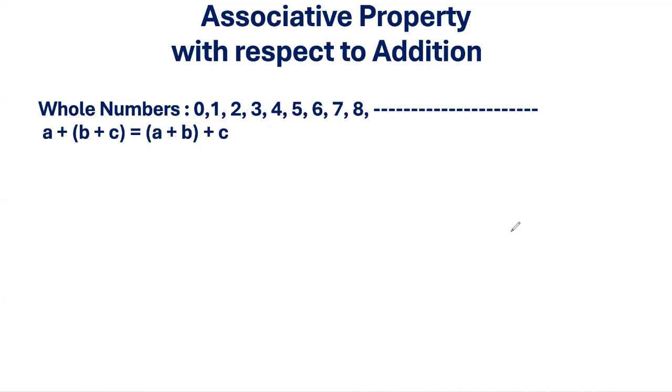Associative property with respect to addition. We are checking in whole numbers. Whole numbers start from 0: 0, 1, 2, 3, 4, 5, 6, 7, 8. It goes till plus infinity. And this is called the associative property with respect to addition.